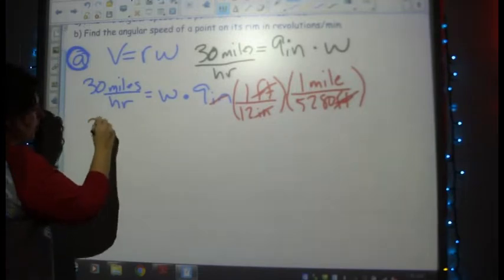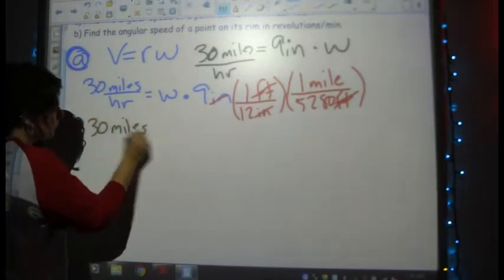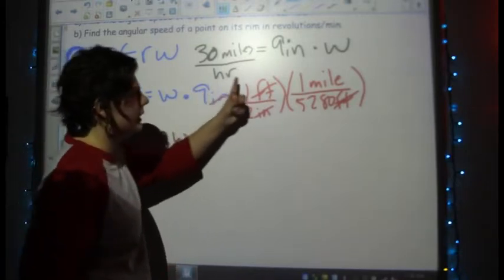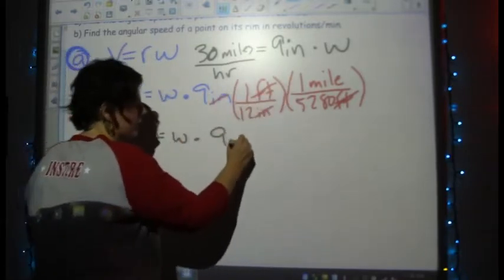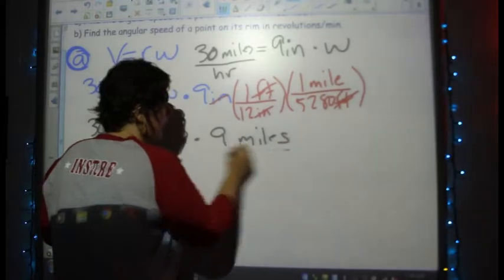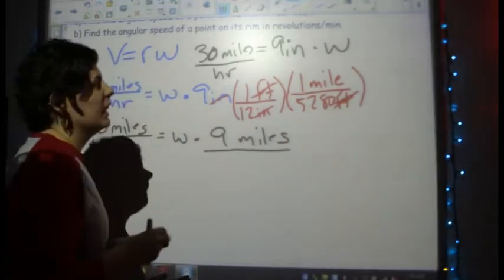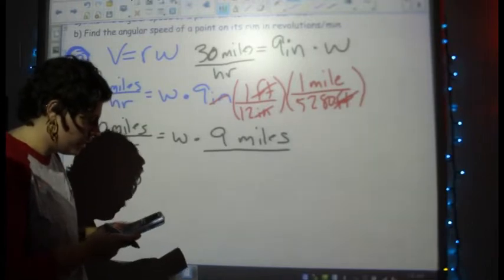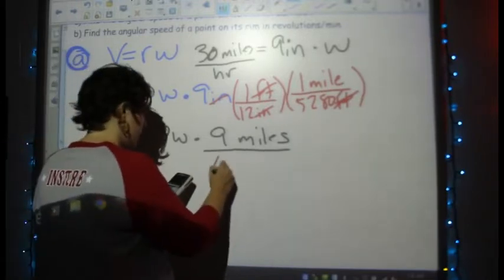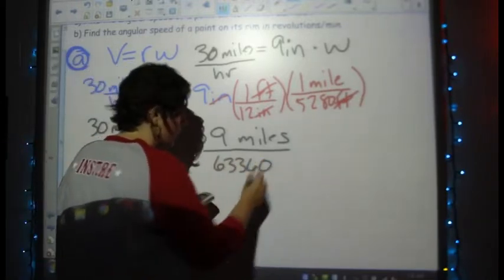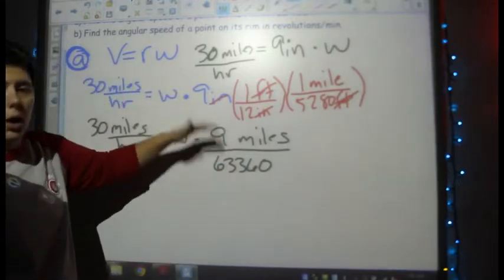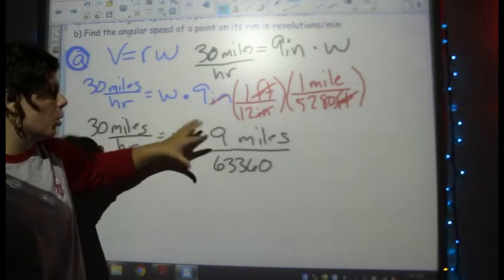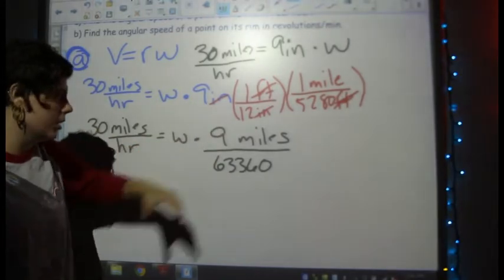So I'm going to write this as 30 miles per hour equals W times 9 times 1 times 1. That gives me a 9 on top with my miles. And on the bottom, I have 12 times 5,280, which is 63360. You can divide this if you want, but make sure you're using the exact answer because this is going to be a really small decimal and you don't want to make any careless mistakes.